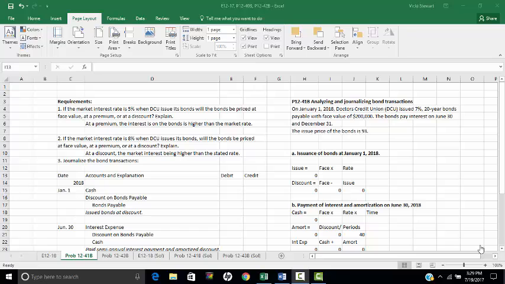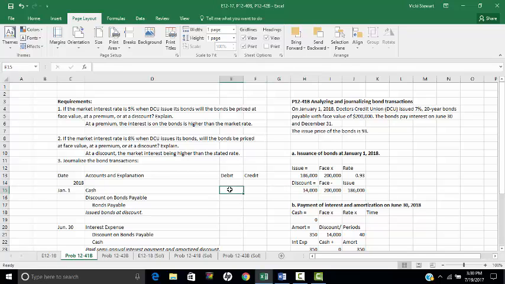Next, it asks us to journalize the bond transactions. The information they give us is that the issue price of the bonds is 93. So we have to determine what the proceeds were on the issuance of the bonds on January 1st, 2018. If the bonds' face value was $200,000 and they were issued at 93%, the proceeds would have been $186,000. The difference between the face value and the issue price is the discount, $14,000.